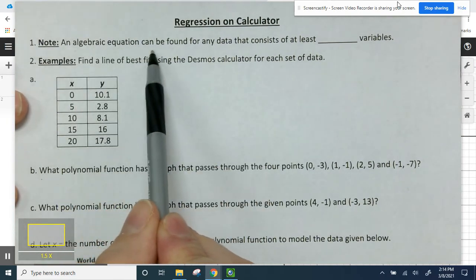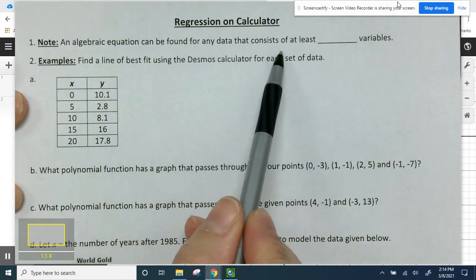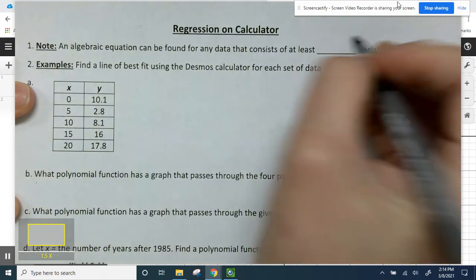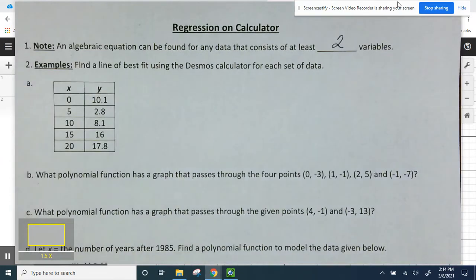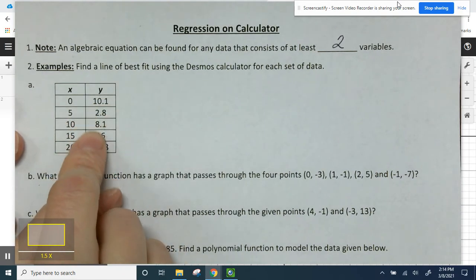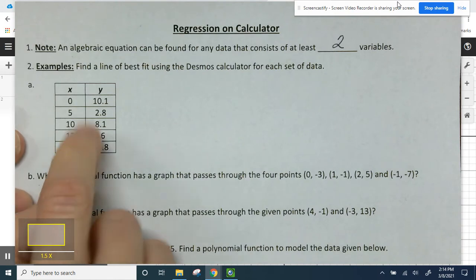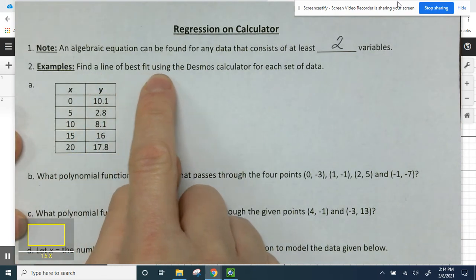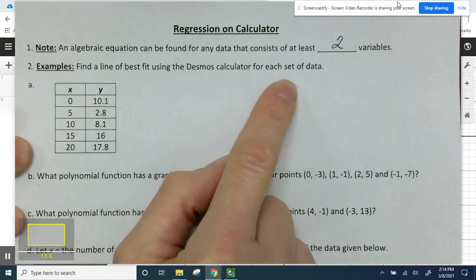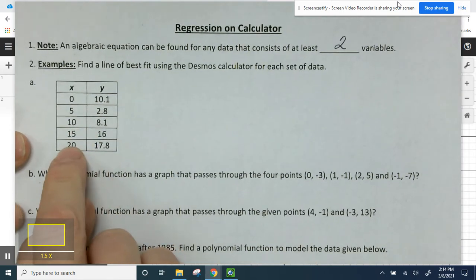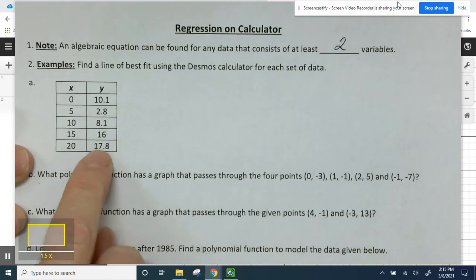So an algebraic equation can be found for any data that consists of at least two variables. You've got to have an x and a y, so you have to have two points or two variables that you're looking at. And you need at least two points in order to do that. Now, notice I said find a line of best fit using the Desmos calculator for each set of data. So we're first going to start with this example here, A.